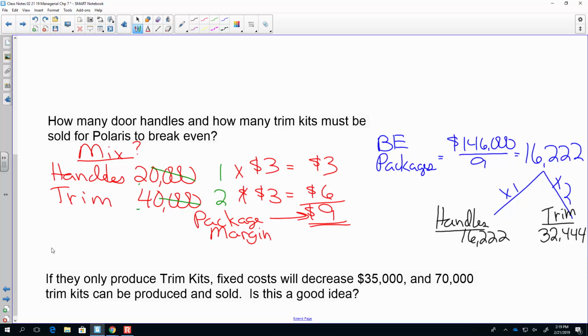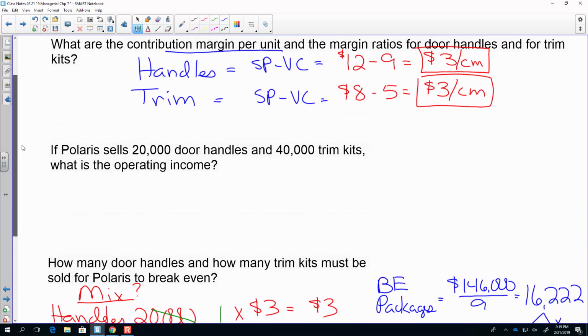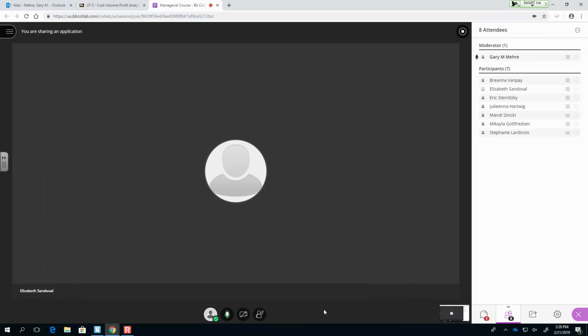So if you look at those two numbers and now compare it to the 20 and the 40, right? It looks like we're going to make money at this level of sales, 20 and 40. But let's see how would you figure out this income amount? Not doing an income statement. For question 2, what do we need to do to figure this question, which is operating income? Any thoughts on this?